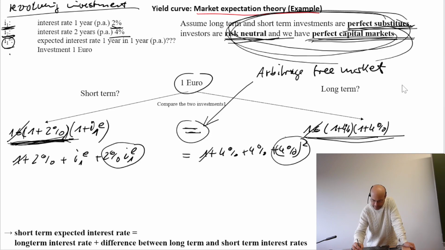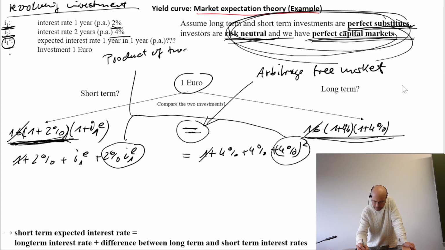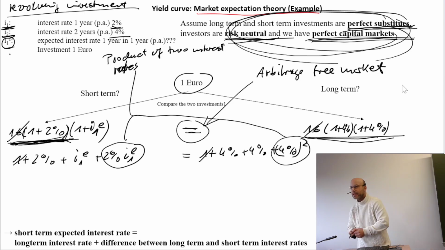And if these are a product of two interest rates, this we will skip if we assume that interest rates will be lower than 10%. You remember? Let's say here in our example, 0.4 times 0.4 is 0.0016, and this is much less than 0.04 itself.